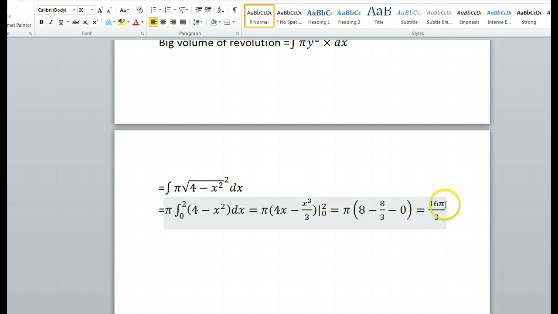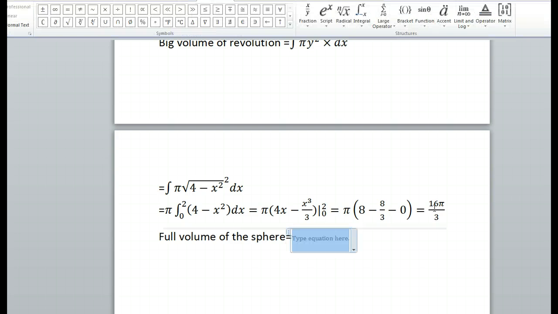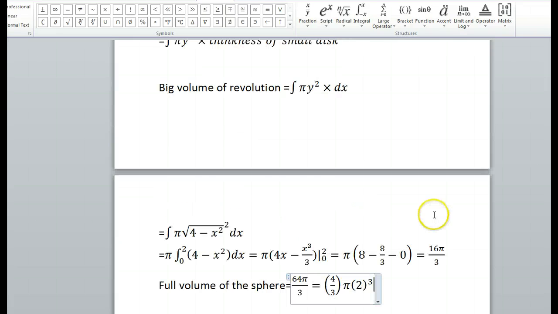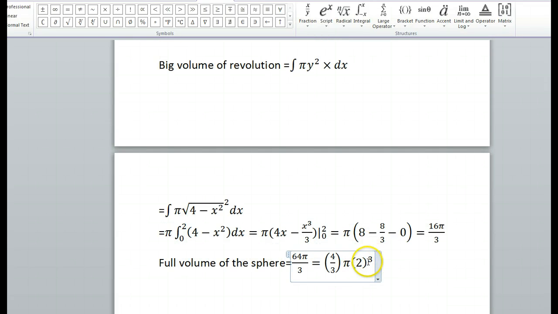Now if you look at this answer, if you multiply this by 4, you should get the volume of the sphere. If you multiply this by 4, you get 64 pi over 3, right? That is the full volume of the sphere, which is exactly what you would get if you put in the formula that you learned in middle school, 4/3 pi r cubed, and the radius is 2, so 2 cubed is 8, 8 times pi.